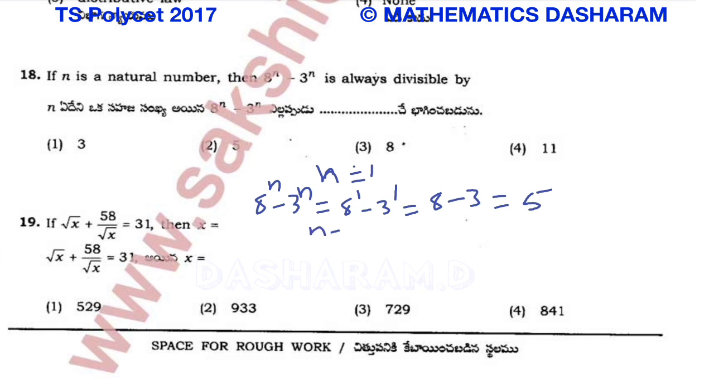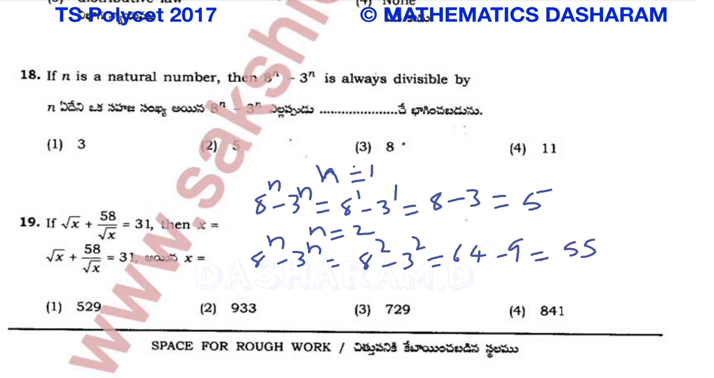Anyhow, let's substitute one more n value. 8 to the power of n minus 3 to the power of n equals 8 squared minus 3 squared. 64 minus 3 squared, 9. 64 minus 9 is 55. So it is divisible by 5. Of course, divisible by 11 also, but both are divisible by 5 only. If you continue this process, the result is always divisible by 5. So option 2 is correct.